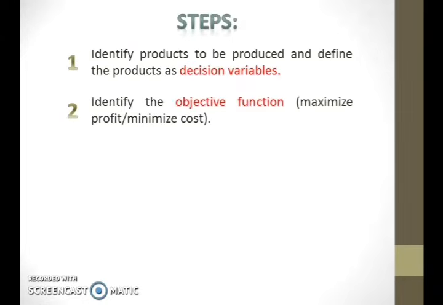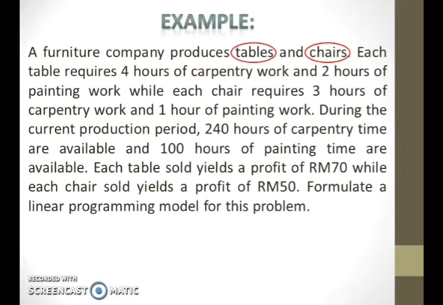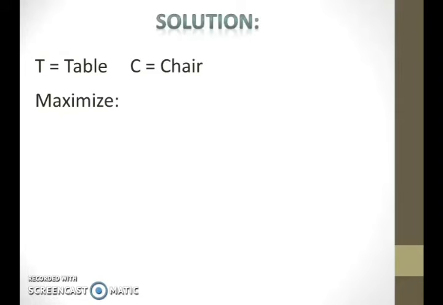After the decision variables are defined, identify the objective function. The objective function can be either to maximize profit or to minimize cost. It says that each table sold yields a profit of 70 ringgit, while each chair sold yields a profit of 50 ringgit. Because we have information about profit, the objective function would be to maximize profit.